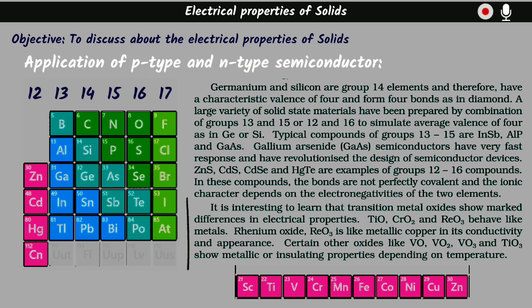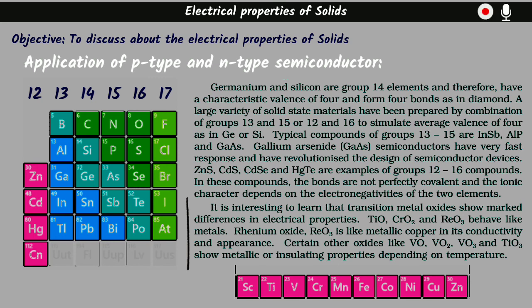Okay, and certain other oxides of this same row like vanadium oxide, vanadium dioxide, vanadium trioxide and also titanium trioxide, exhibit metallic as well as non-metallic, that means insulating, properties, okay, depending upon the temperature. So that means we understand that the oxides of transition metals exhibit different types of electrical behaviors depending upon the environment or their structures.